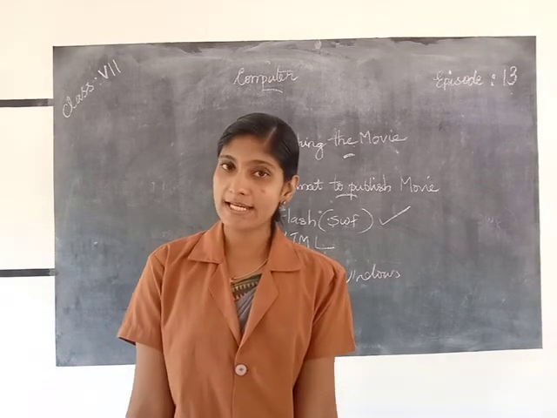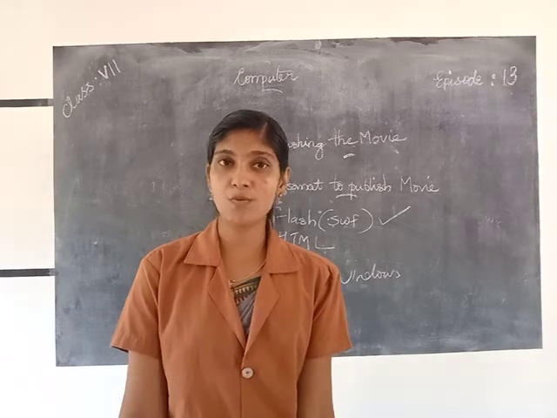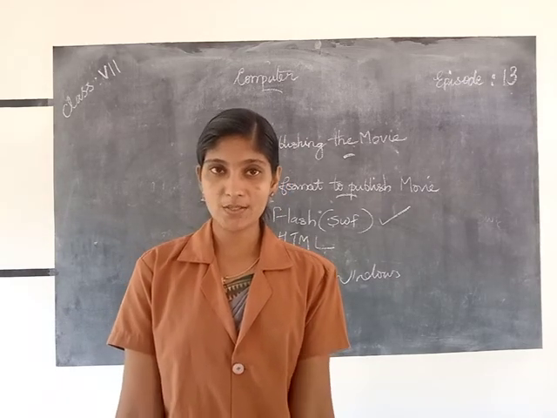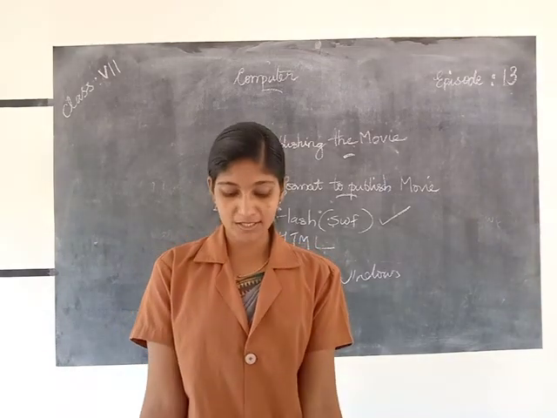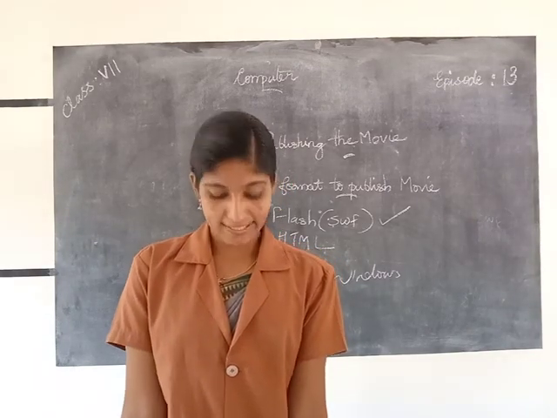Then fifth one, which type of symbols can be converted into blinking stars? So we know there are three types of symbols: graphic symbol, movie clip symbol and button symbol. So here we used which type of symbol? Movie clip symbol. So movie clip symbols can be converted into blinking stars.